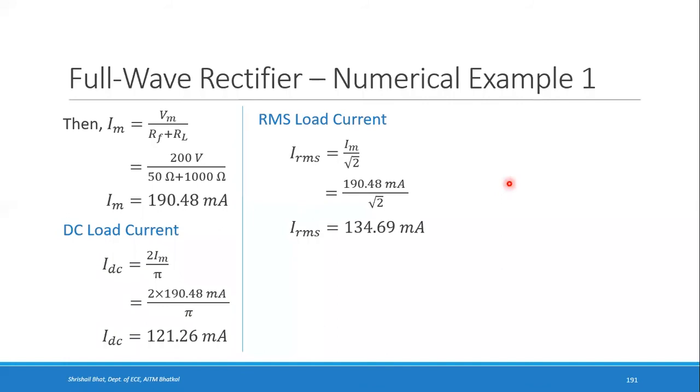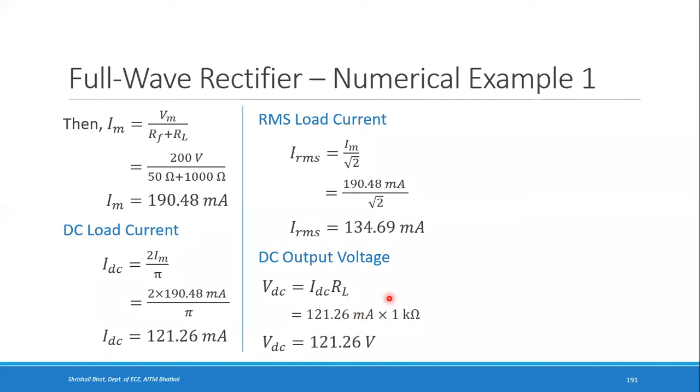Next, you are asked to find DC output voltage. DC output voltage is VDC, that is IDC into RL. What is IDC? 121.26 milliamps. RL is 1000 or 1K, right? So if I substitute 121.26 into 1K, you'll get 121.26 volts. This is DC or average output voltage.